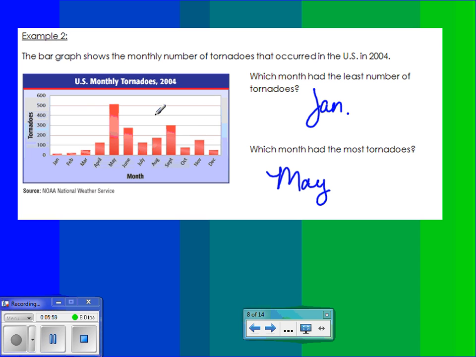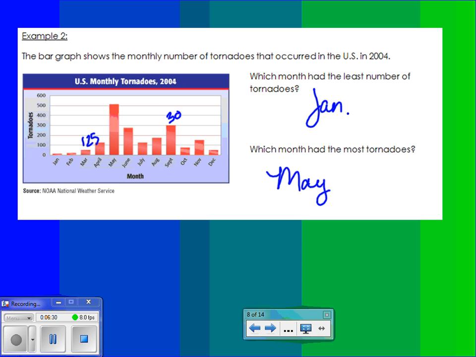Let me ask you a question about this graph. What's the difference between the number of tornadoes in September and the number of tornadoes in April? How many more in September than April? 150. Okay, we have to approximate, right? Because we don't get an exact number here for April. What do you think this one is worth? 125? Okay.